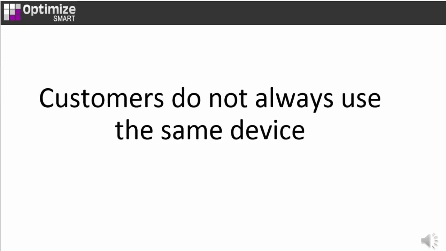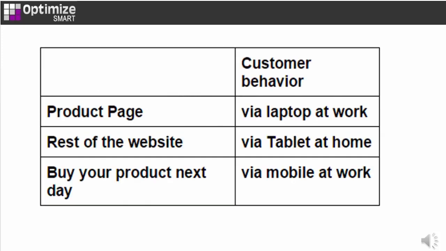Customers do not always use the same device when they return to a website. So they may browse your product page via laptop at work, and then browse the rest of the website via tablet at home, and may buy your product the next day via mobile at work. For Google Analytics, the person who browsed the product page via laptop at work is different from the person who browsed the rest of the website via tablet at home, and is different from the person who bought the product via mobile the next day. This is because cookie information is not shared across devices.